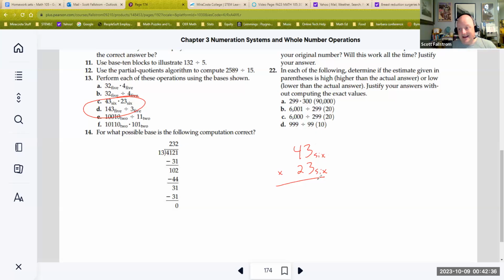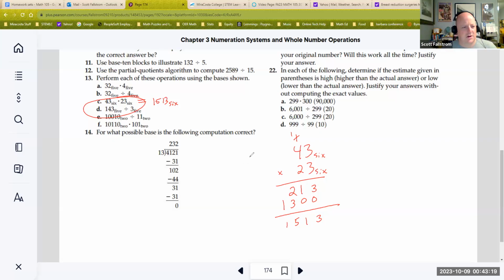So 3 times 3, that's a 9, and 9 is 6 plus 3. One group of 6 and 3 ones. 4 times 3, that's 12. Plus one more is 13. Well, 13 is 2 groups of 6 and 1 additional. Okay. Next up, 0. 2 times 3 is 6. So that's a 0 and a 1. 4 times 2 is 8. 8 plus 1 is 9, which is 6 and 3. My end result is 3, 1, 5, and a 1. So my answer here with base 6 would be 1, 5, 1, 3, base 6.